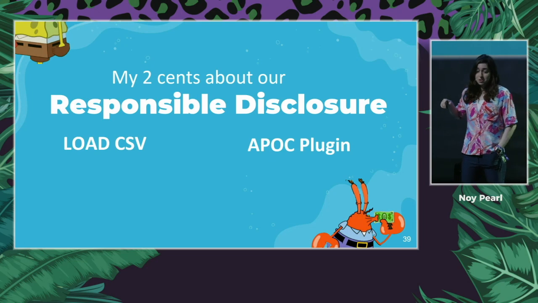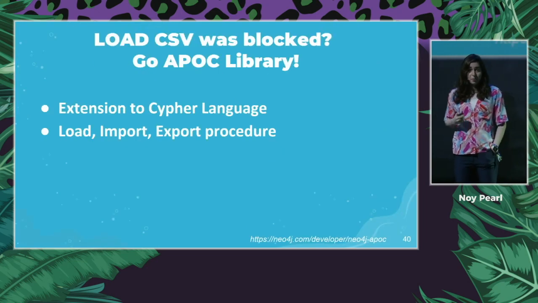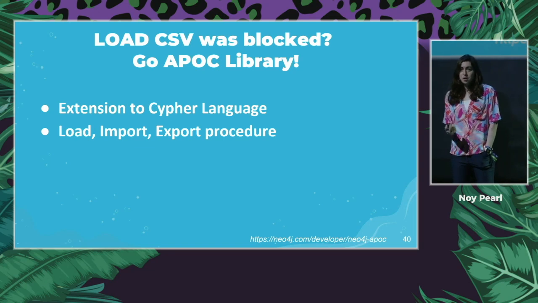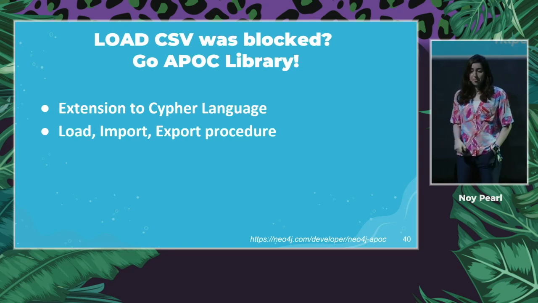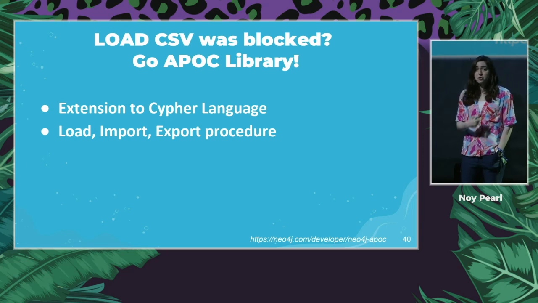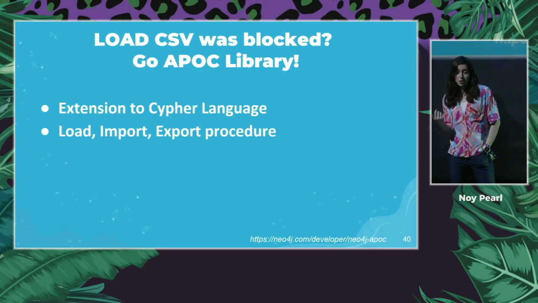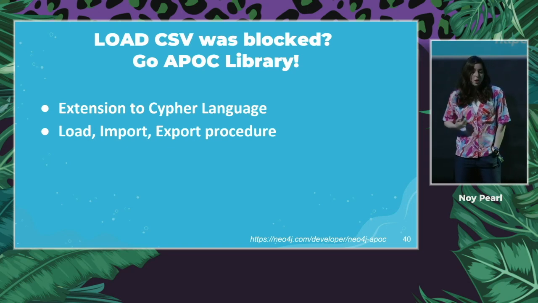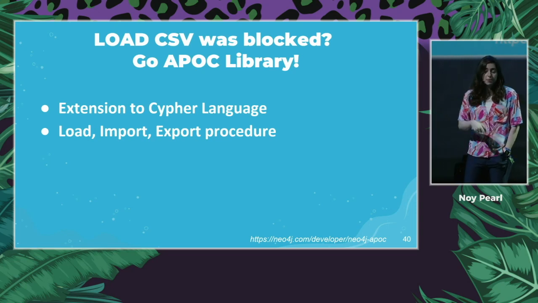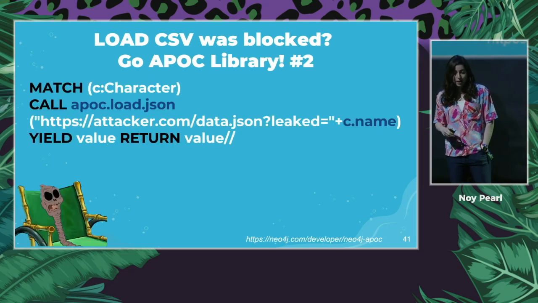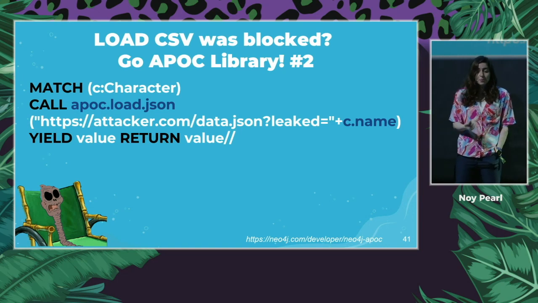So I did a little research about what it is exactly. This is just a plugin you can install in Neo4j, and I think it is the most common plugin in Neo4j. You can obviously use many more features when you install the APOC plugin. Basically, it's just an extension to the Cypher language in Neo4j. You can load, import, and export data. And what I thought was, we can use APOC load JSON in a similar way to how we use LOAD CSV. So even if LOAD CSV is blocked at some point, we still have another way. We can use MATCH, for example, with a character, and then call APOC load JSON.